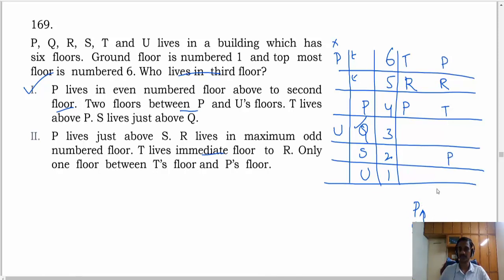Then P and S are adjacent. Since P and S are adjacent, there is no chance to be here. Hence P and S here. In this case we got the answer S. In this case, among the remaining two, either Q or U must be there. Either S or Q or U is the answer. Hence 2 alone is not sufficient because you are getting more than one answer. Hence what is your answer here? Only 1 alone. Hence 169, choice 1 is the answer.